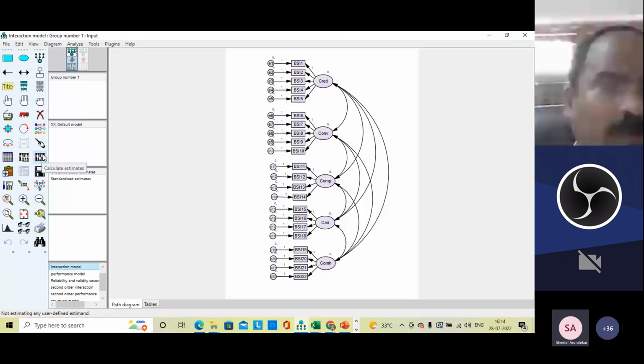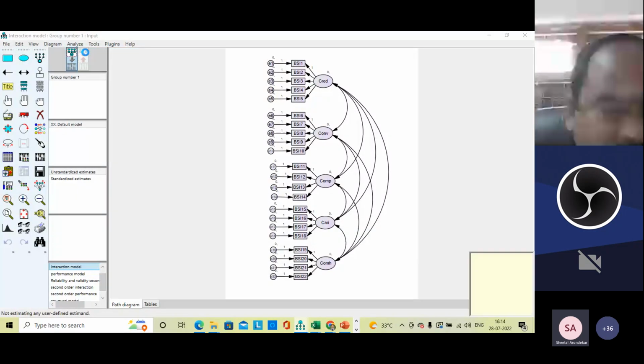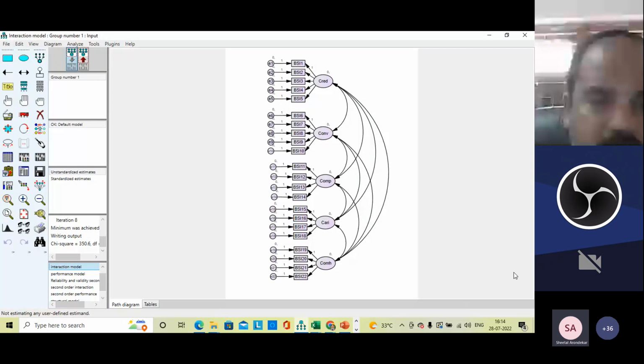Else I can go to the analyze property, then calculate the estimate. Now the estimation process is going on. You can see in the right hand side there is a box. The estimation process is over and the right hand side box is also closed. Now see, the upward red highlighted arrow mark has been highlighted. So in order to see immediately the values, you can click here.